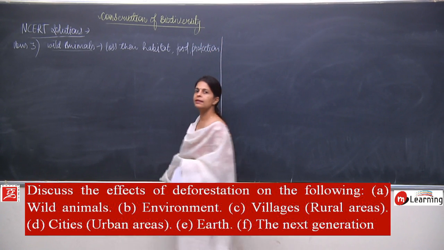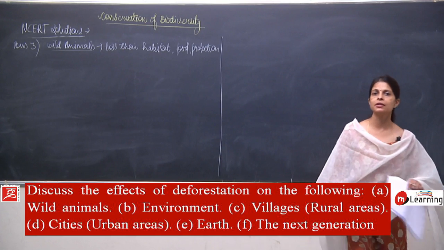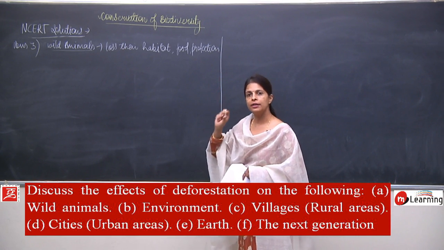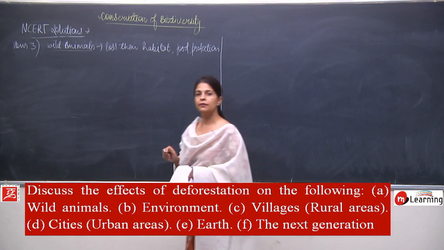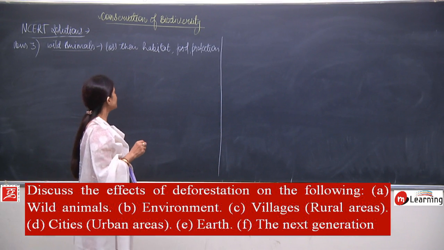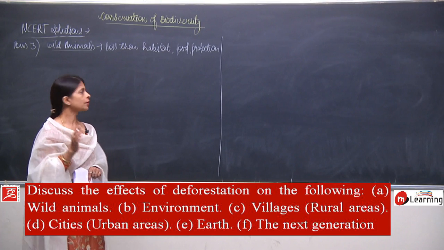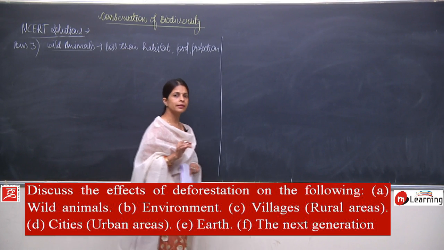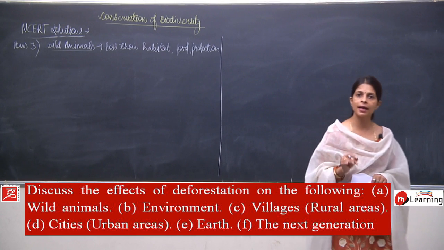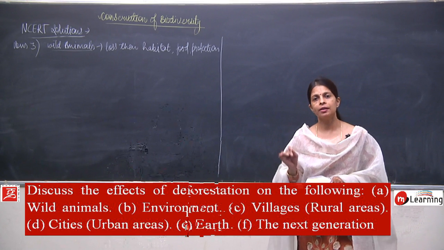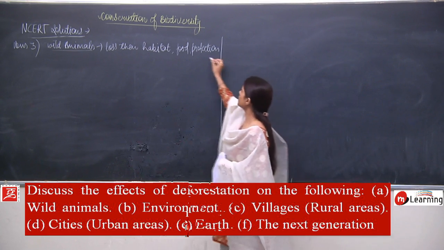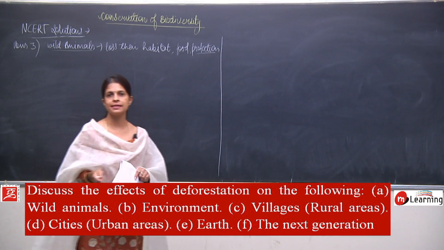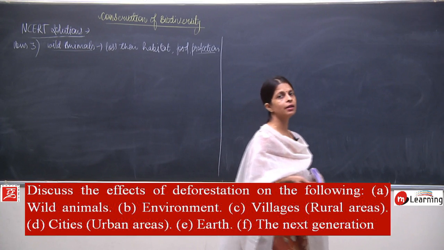I'm not writing the complete sentences over here, I'm just giving the keywords: if deforestation is there, how is it going to affect the wild animals? First of all, it will be destroying the habitat. That means the habitat will be disturbed, destroyed, or they are going to lose their habitat. Second, they won't get food properly, because directly and indirectly all organisms depend upon the trees. Due to the destruction of the trees, they won't get food, and the protective environment will also not be there, because the animals will feel protected only when the habitat is safe. But when the habitat is not safe, how will they feel protected?